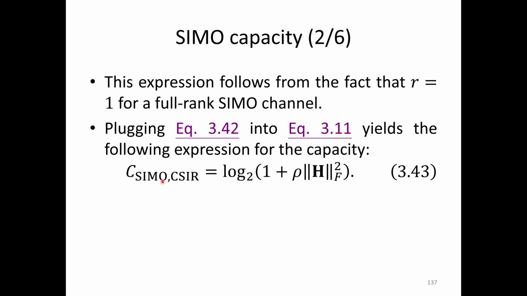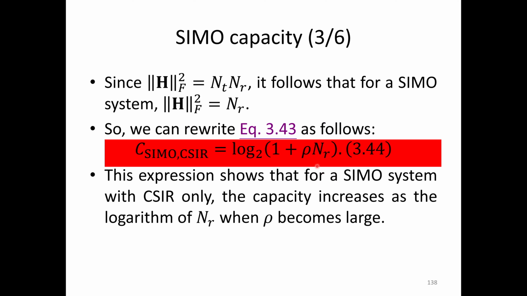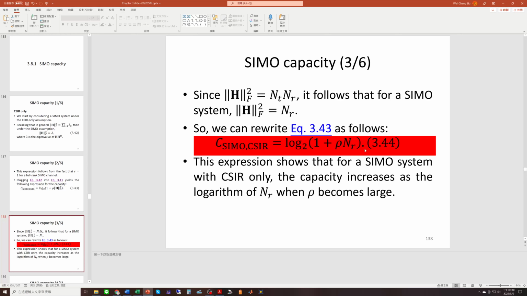C SIMO CSIR is equal to log 2 of 1 plus rho times the square of the Frobenius norm of H. So C SIMO CSIR is equal to log 2 of 1 plus rho times NR. Again, the equation number is in the wrong place. Let me fix this problem. It is 3.44. Okay, good.